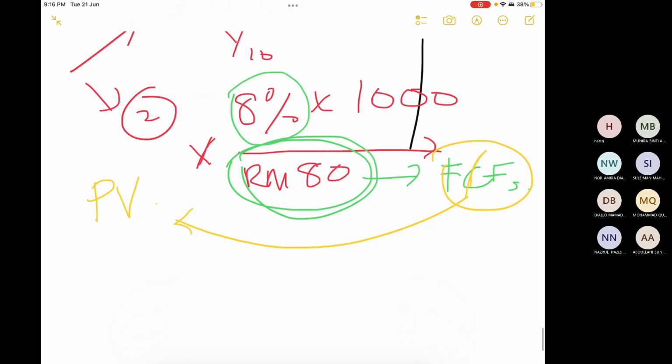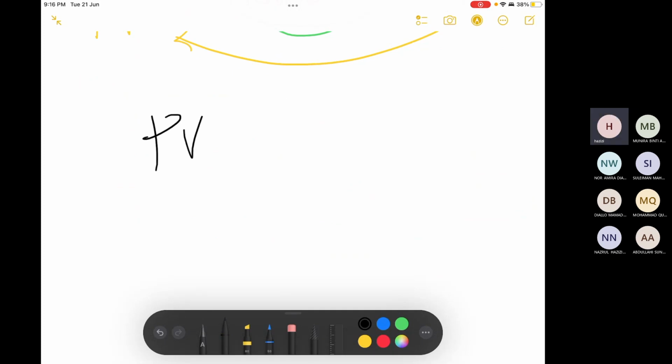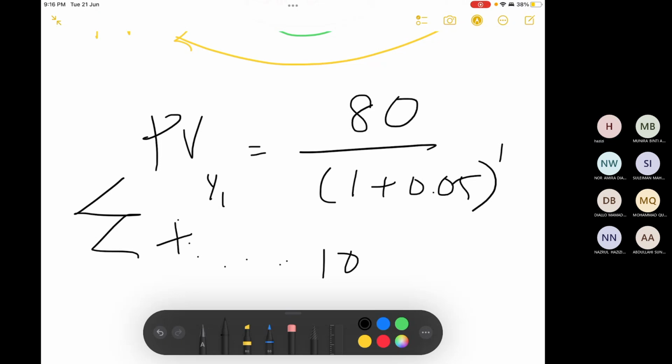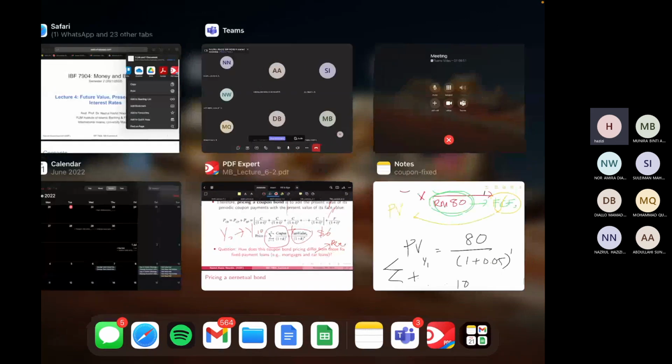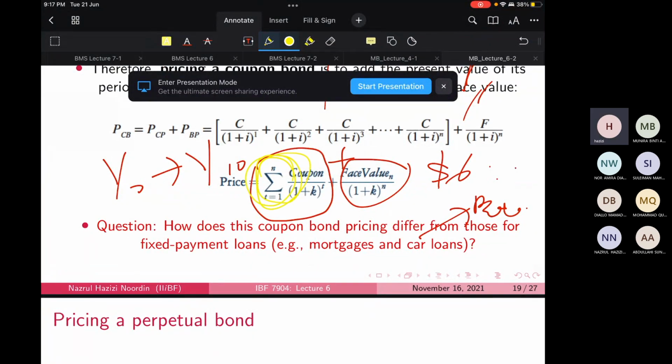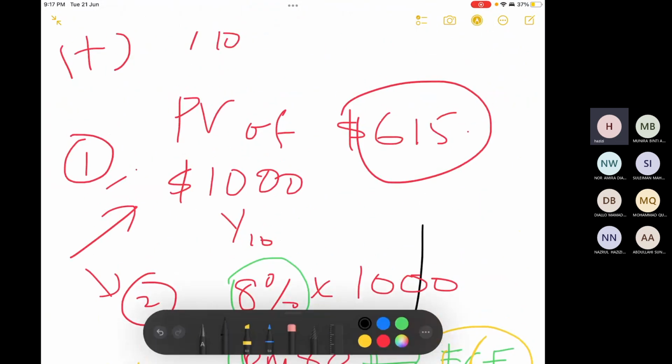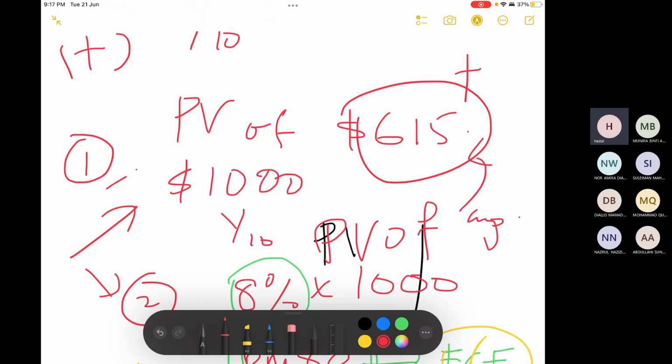When you need to find the present value of the coupon, let's say at year one, it is 80 ringgit divided by 1 plus the interest rate just now, 0.05, to the power of 1. Then you have this for 10 years, so you have to do the same thing and sum all of them together. This is the summation sign here. You sum, and then you get the present value of the coupon. Then you add the present value of the face value, and you get the bond price.